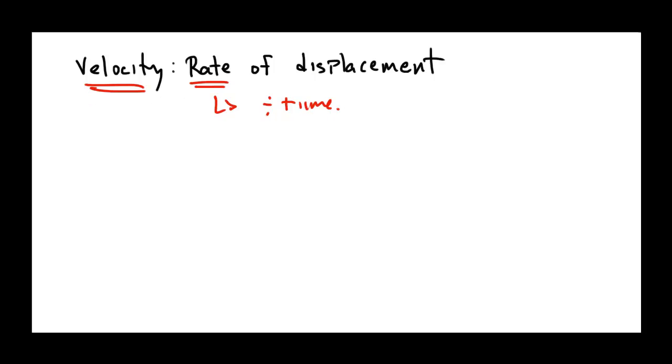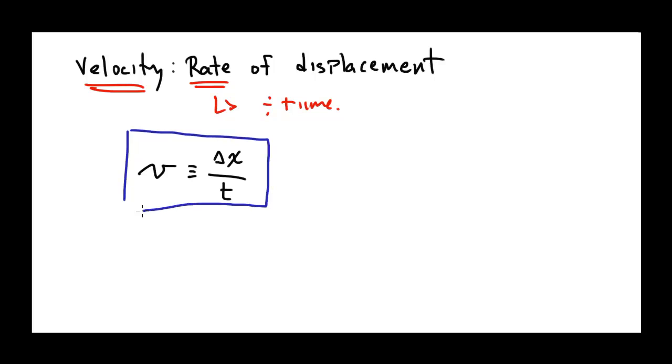And so the way I can write this is the velocity, and we use v for velocity, is equal to the displacement, that's delta x, over the time, t. And I'm going to put in a third line up here to indicate that that's actually the definition of velocity. So that's our definition of velocity. The displacement per unit time.